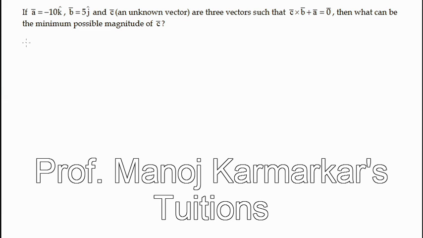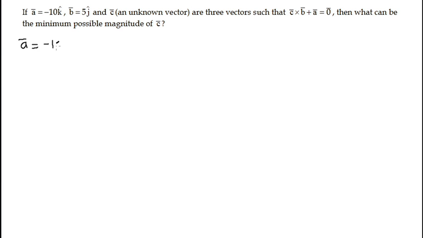In this question, we have been given three vectors. The first of them, a bar, is minus 10k cap, and this vector is a constant vector. You can't vary it. The second vector, b bar, is also a constant vector, and it is given to be 5j cap, so that's also a constant.